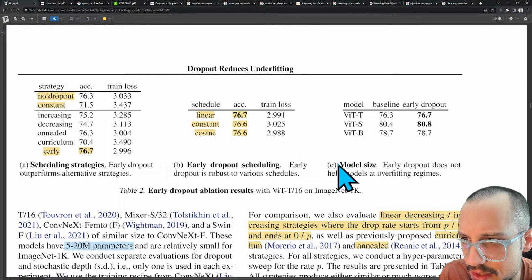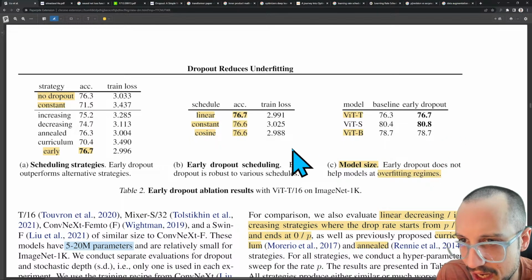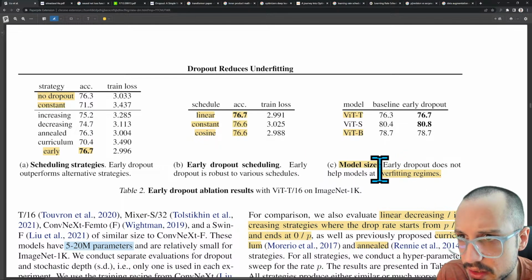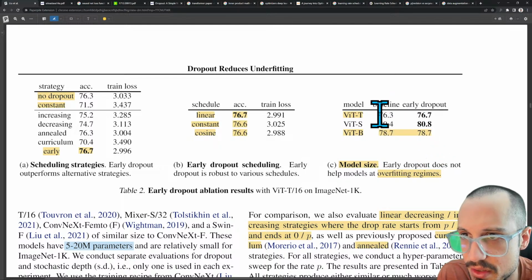And here, I guess they're looking at how model size changes whether or not it helps, right? So if you are with a tiny model versus a bigger model, right? Bigger model is going to be what they call overfitting regimes, right? Because the bigger model is going to have more capacity, so it's going to be more capable of overfitting. So you're not really going to see the big model benefit from this early dropout versus the small model does benefit.